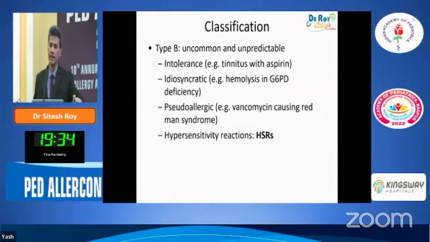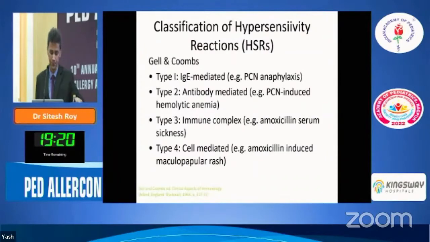And then there are the type B, which are uncommon and unpredictable. And within this, you would have all the classes, including the IgE and non-IgE mediated reactions. And in this, again, even the pseudo-allergic reactions like the red man syndrome with vancomycin come in. In the classification of hypersensitivity reactions, remember, this is one subsection of the type B reactions, which are unintended and unpredictable, and happen to be the drug hypersensitivity reactions.